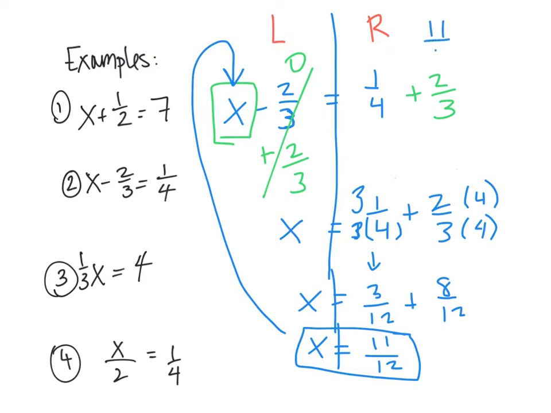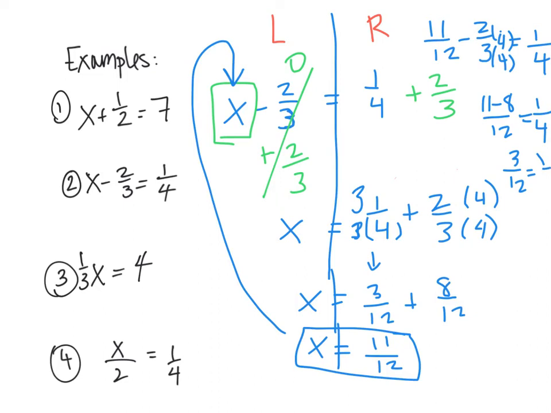So 11/12 minus 2/3 equals 1/4. I need to make this a common denominator again to subtract. So I have 11 minus 8 over 12, 1/4. So 3/12 is equal to 1/4. And if I divide both of these by 3 to simplify it, I get 1/4 is equal to 1/4. So yes, I am correct. I have isolated my x and I have solved this equation.